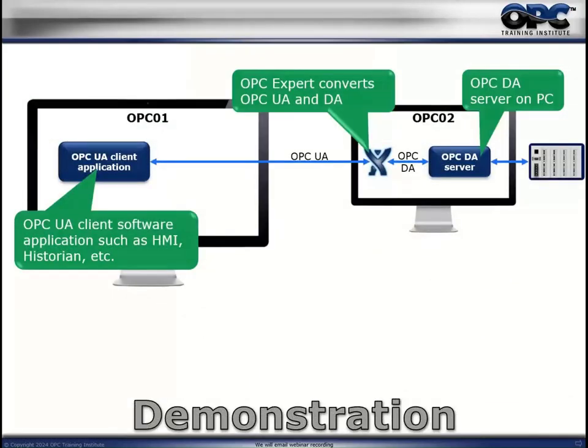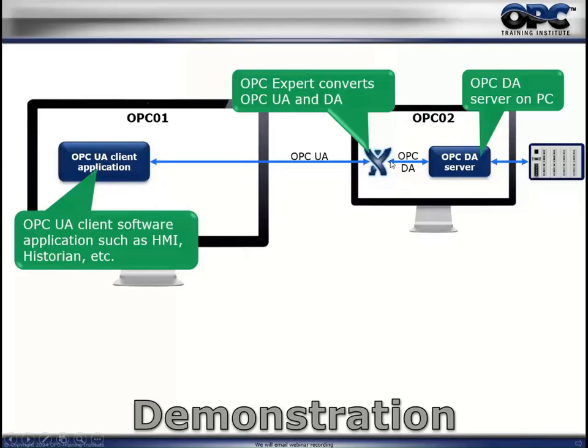So we'll do a little demo here, and what I'll show you are two computers. We have here a computer called OPC01 and another one called OPC02. We have a DA server on computer OPC02, and we will be reading it with a UA application. So this is something people do very, very often. In other words, they have a UA client. Say, for example, you've got Ignition, which is a UA client, and you need to connect to a DA server.